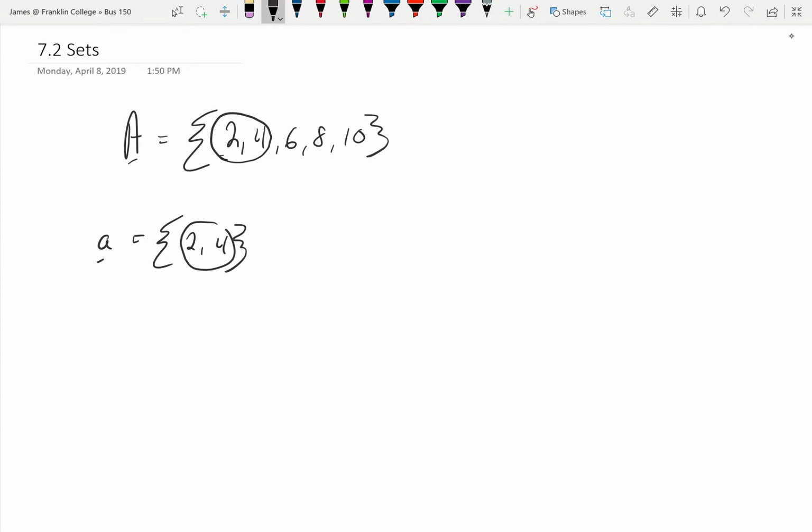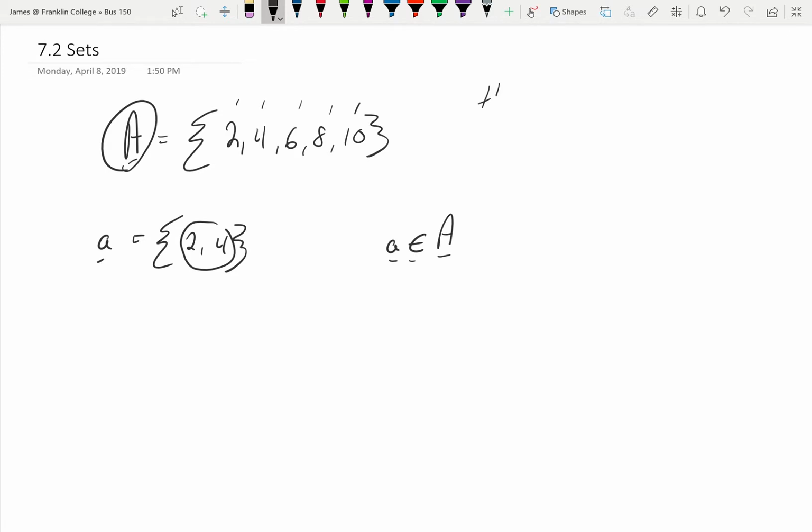So we know that set a is in capital A, and that's what this symbol denotes. This little C with an extra line in it represents a set that's in another set. So set a is in capital A. Alright, and let's take a look at the original set capital A. There are 1, 2, 3, 4, 5.